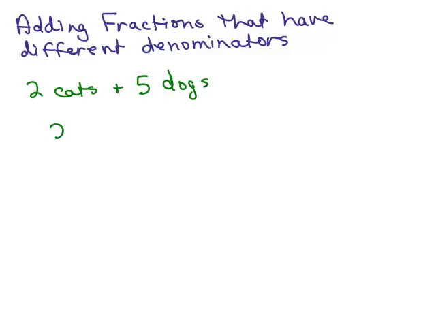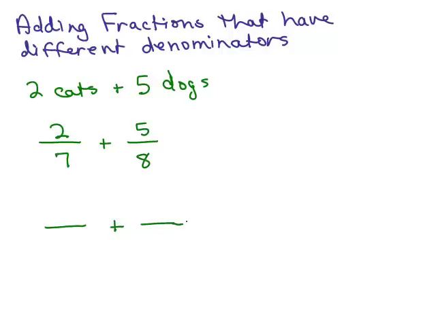Well, it's the same thing if I said, well, what are 2 sevenths plus 5 eighths? They're just different things. They're different animals. I do not have a common denominator. It's like having 2 different animals. So what we need to do is find what's called a common denominator by making both of these equivalent fractions. So the question is, how can I write each of these fractions so that they have a common denominator?